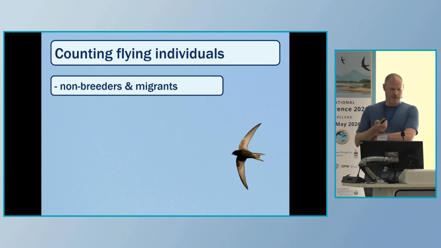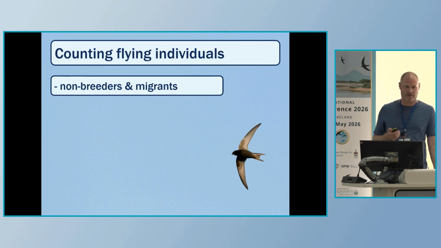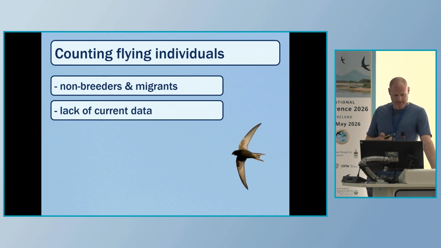What are the disadvantages of this method or the problems? Mostly the non-breeders. It's very difficult to calculate the numbers of non-breeders in a certain region. And yeah, migrants, in the beginning and the end, maybe a problem, but normally in the high season of the swift season, the migrants are not really a problem.